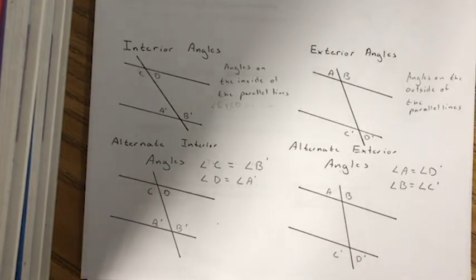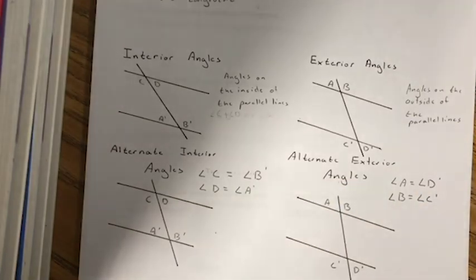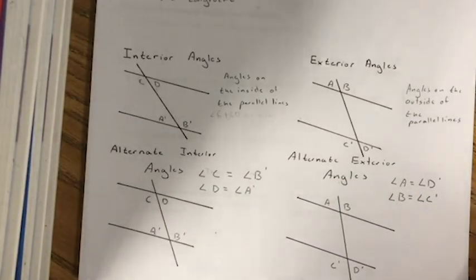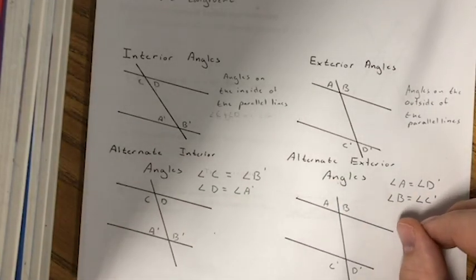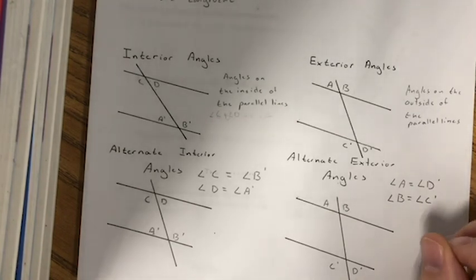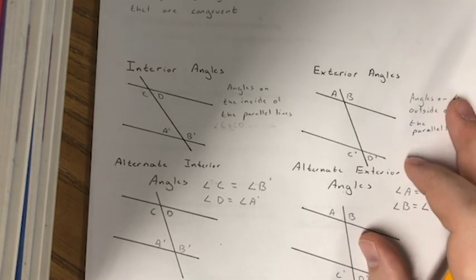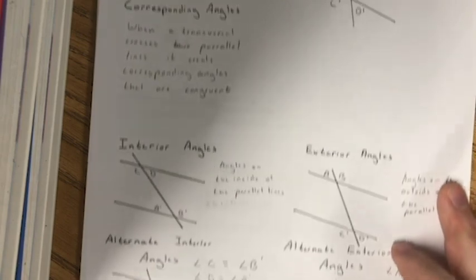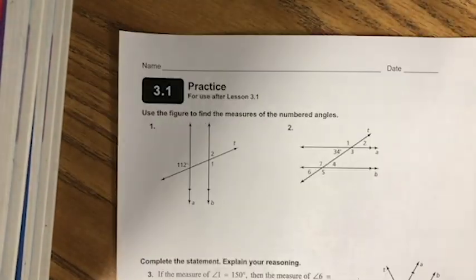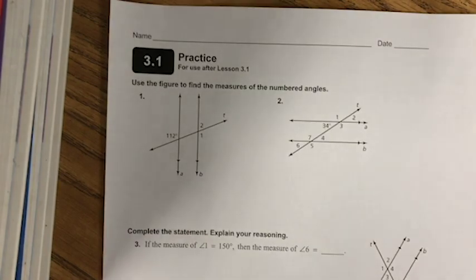Now, there's a lot of terminology right here in front of your paper, so let me just go ahead and cut to the chase and show you what all of this jibber jabber really means. And it's going to make your life really, really simple. So, let's go ahead and use this one. It's saying use the figure to find the measure of the numbered angles.